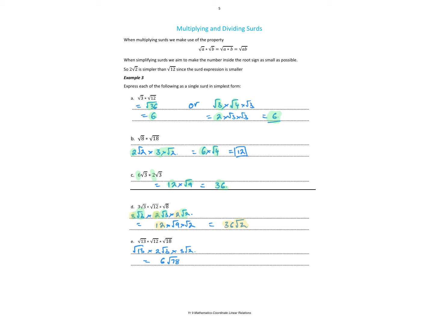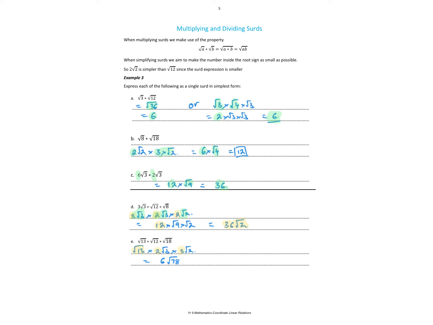13, 12, and 18, again, I could just multiply them all, but it works best if we simplify the surds first. Square root of 13, well, 13 is prime, it's not going anywhere. Square root of 12 is root 4 by root 3, so the square root of 4 is 2. And the square root of 18 is root 9 by root 2, and the square root of 9 is 3.